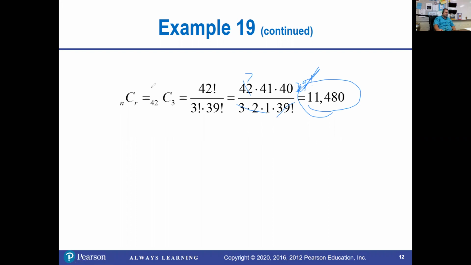Now, if you have a graphing calculator, there's a way you can put this in your graphing calculator. In a lot of calculators that have combinations. Again, Google it if you do have one of those. It'll help you.